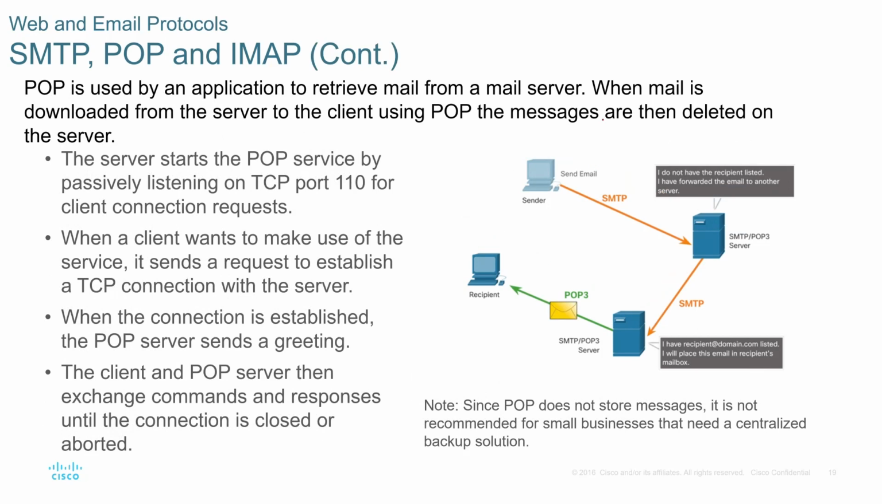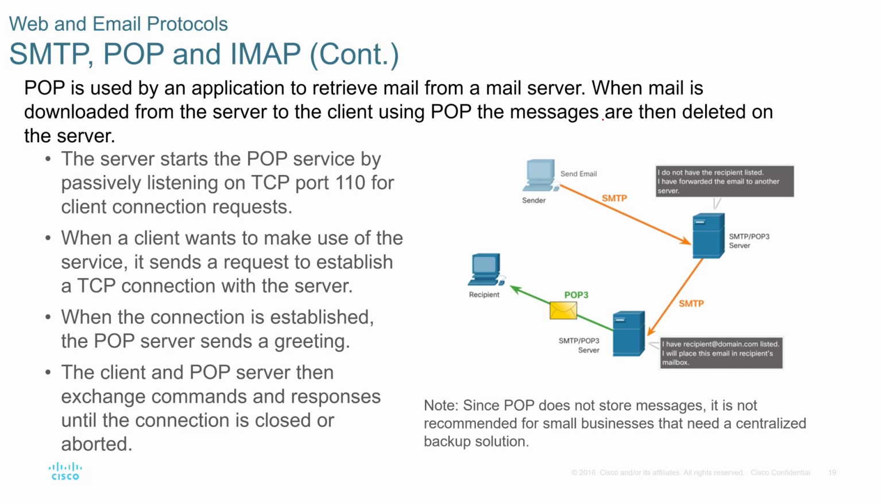POP, or POP3, is used by an application to retrieve mail from a mail server. When mail is downloaded from the server to the client using POP or POP3, the messages are then deleted on the server. The server starts the POP service by passively listening on TCP port 110 for the client connection request.